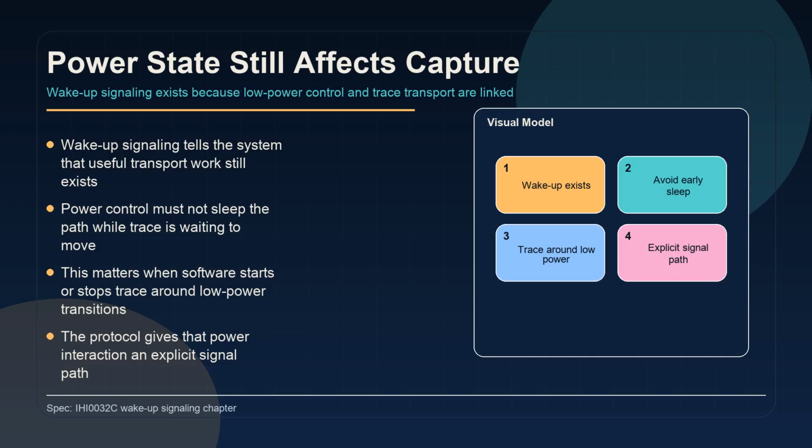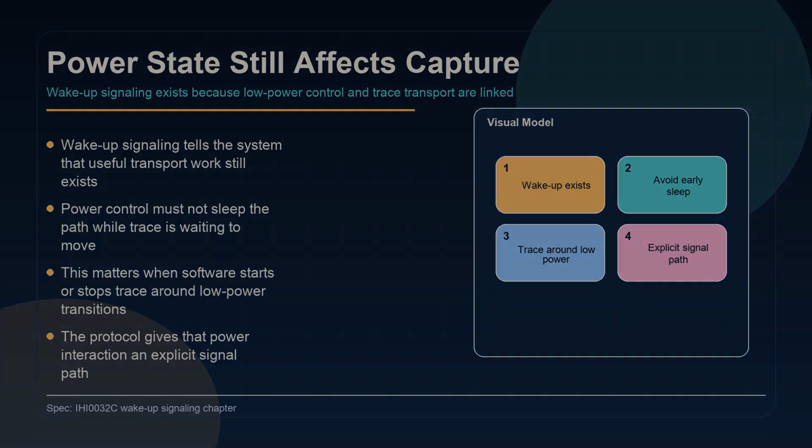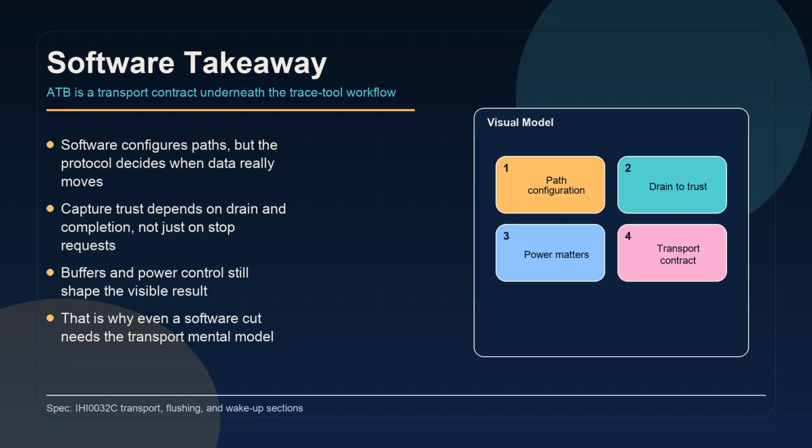Wake-up signaling is another point where the protocol becomes visible to system software. The trace path and the power state cannot be treated as independent. The software takeaway is that ATB sits underneath the trace workflow as a transport contract. If you want trustworthy trace, you still need the handshake, drain, and power interactions to make sense.